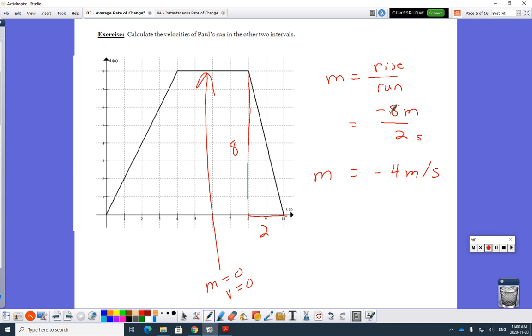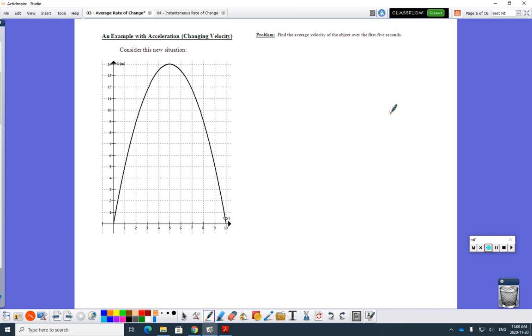Yes? Any questions about finding slope with nice little straight line sections? You good? All right. More time here? Needs more time. That's not what we really got to worry about.